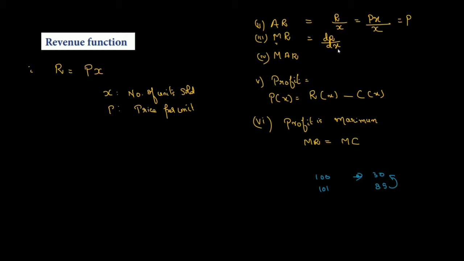So how do you find the marginal revenue? You differentiate the function. Then for marginal average revenue, you take the average revenue and differentiate. Profit is revenue minus cost, that you always know, selling price minus cost price. Now, this concept you should know: profit is maximum when the marginal revenue is equal to the marginal cost.